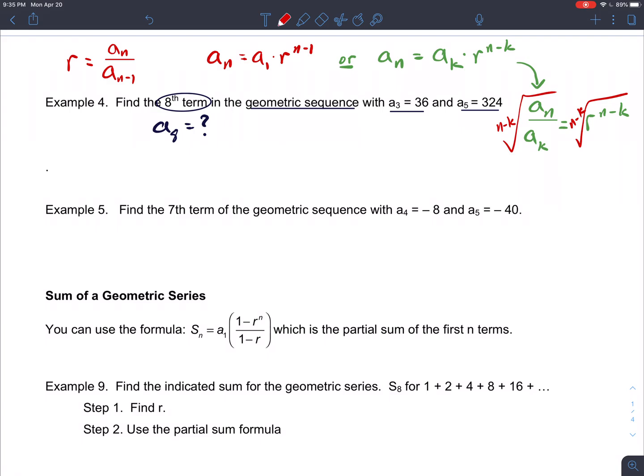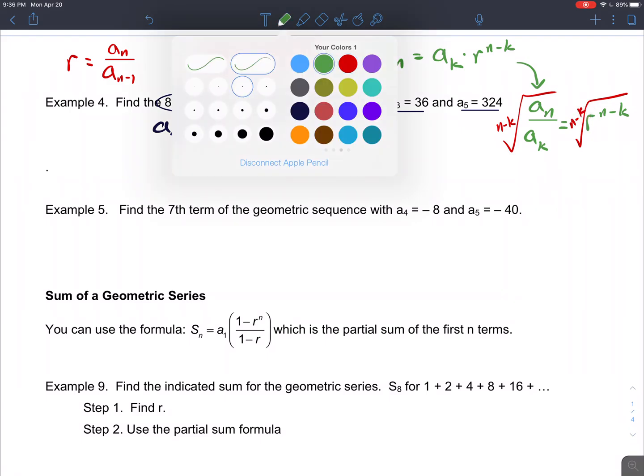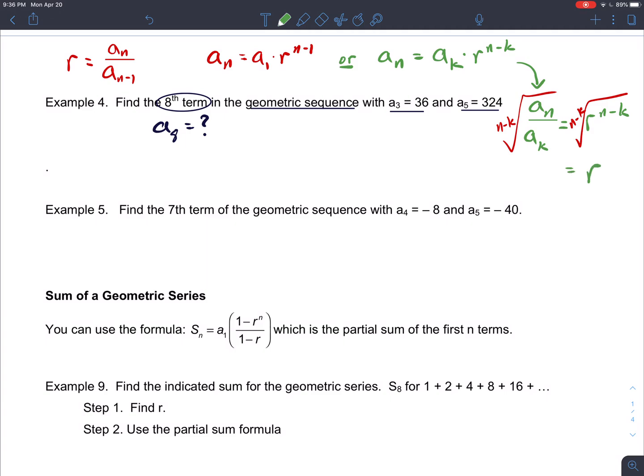So if I take the n minus k root of r to the n minus k, the right side just becomes r, and the left side is the n minus k root of a sub n over a sub k. So here's a nice little formula for finding r when you don't have two consecutive terms, when you're just given any two terms of a geometric sequence. And I can use this really immediately.